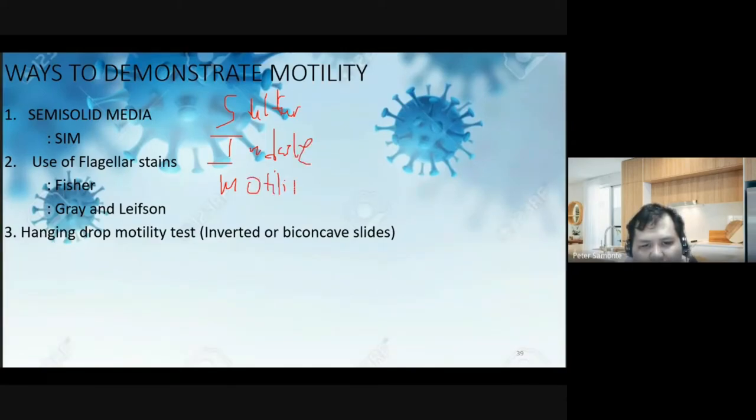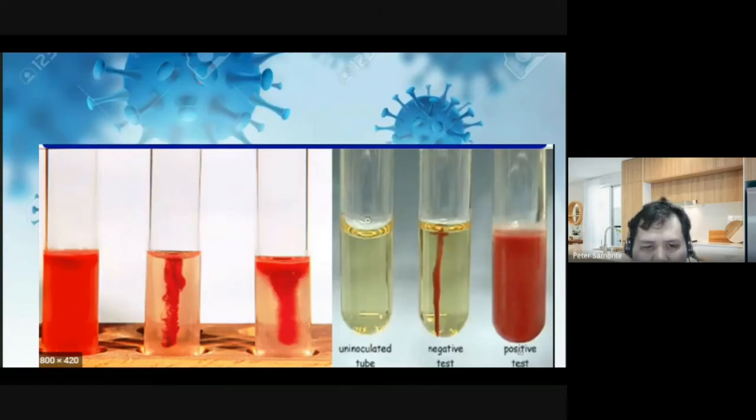I won't discuss the first two because they are part of the biochemical tests for identifying enterics. When you say enterics, these are bacteria involved in the digestive system. So let's just focus on motility. This is an example of semi-solid media. Semi-solid media would be gel-like, not too soft, not too hard. What you do is stab the sample in a straight line onto the tube.